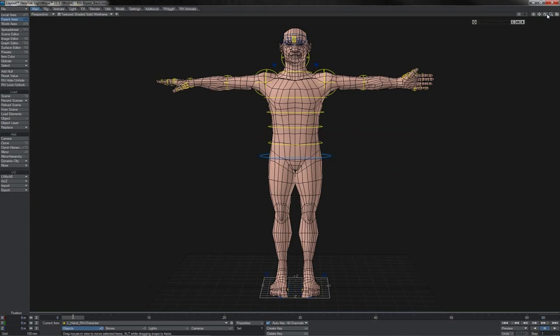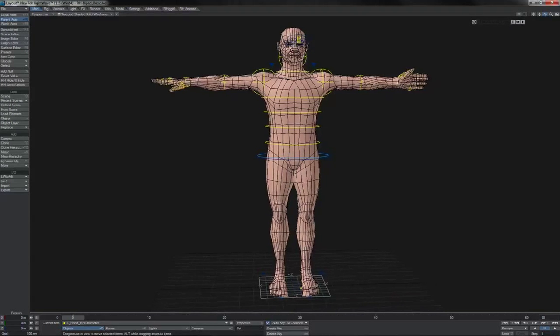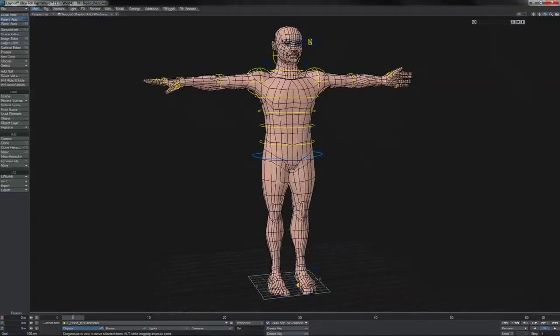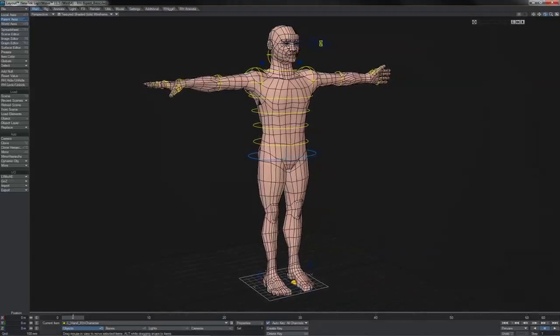So there we go. Those are the basics of modelling for rigging in terms of topology, pose, density, and so on.